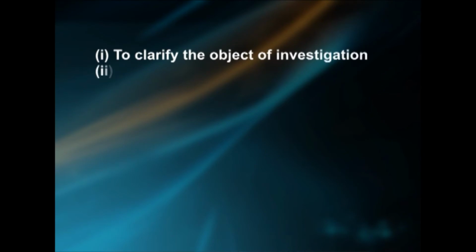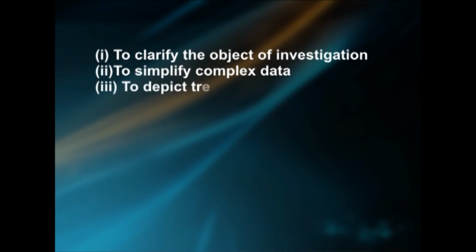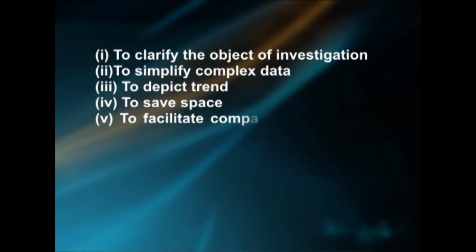Main objectives of tabulation include: 1. To clarify the object of investigation, 2. To simplify complex data, 3. To depict trend, 4. To save space and 5. To facilitate comparison of the data, etc. An ideal table should contain as much information as possible in a specified space with no loss of clarity.